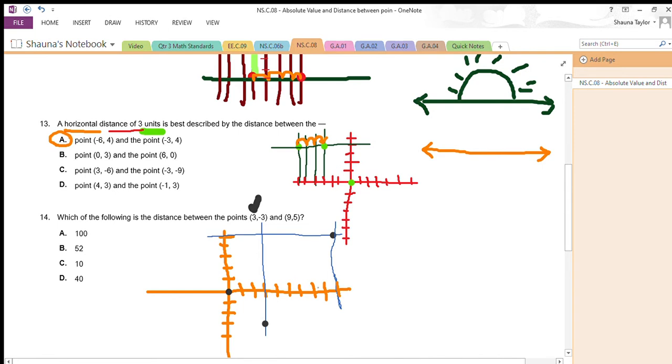1, 2, 3, 4, 5, 6. And then this way would be 1, 2, 3, 4, 5, 6, 7, 8. I'm getting an 8. Okay, so I don't see which way it would go. Let me try the other way. So I'm going to write these numbers. 3 and negative 3. And then the 9 and the 5.